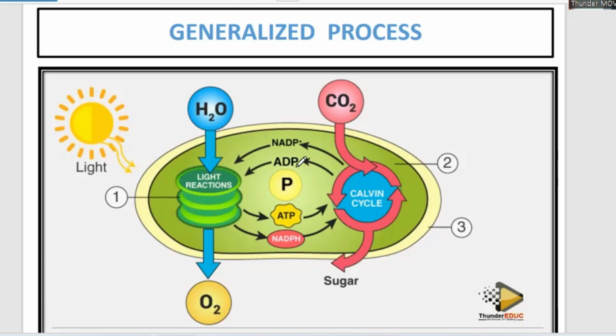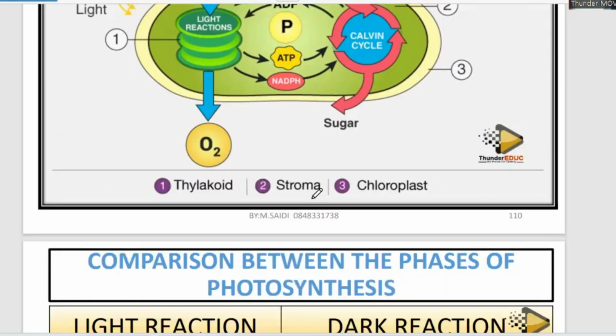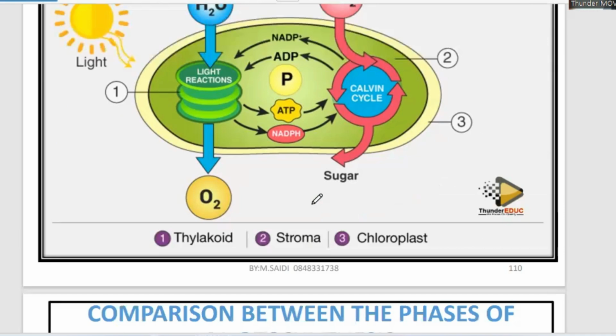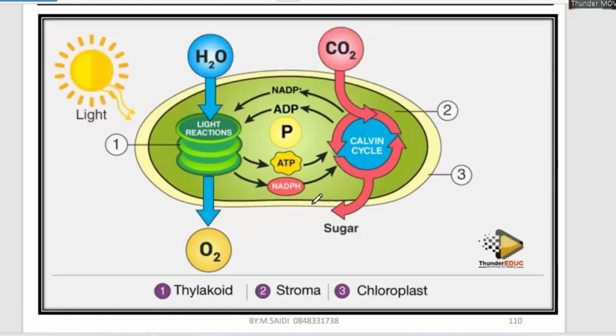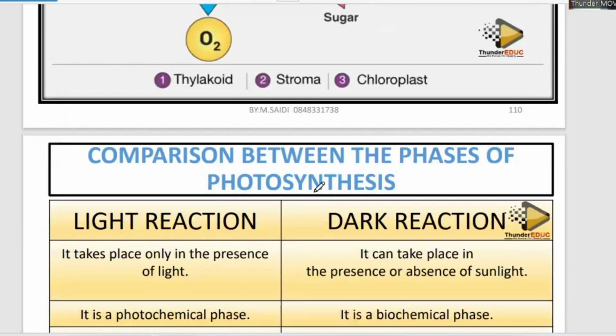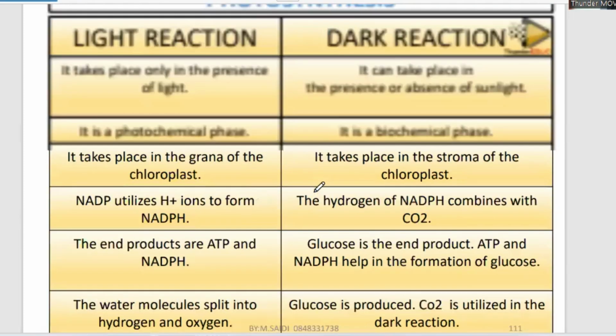Now the ADP, adenosine diphosphate, and the NADP plus will go back to the light phase, and then be used over and over and over again. So basically, that is the process of photosynthesis. I know that students have a big challenge when it comes to this process. Just in one minute, look at this.